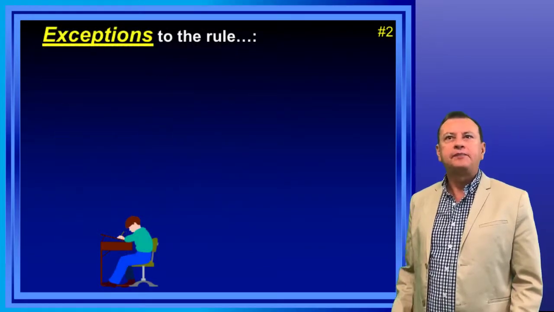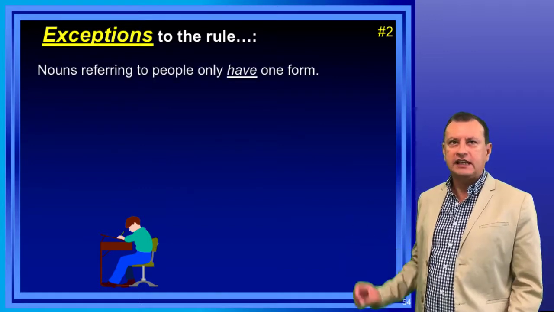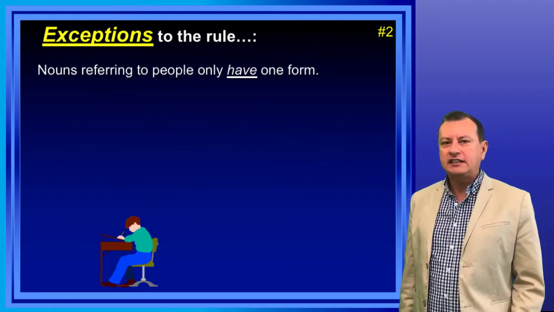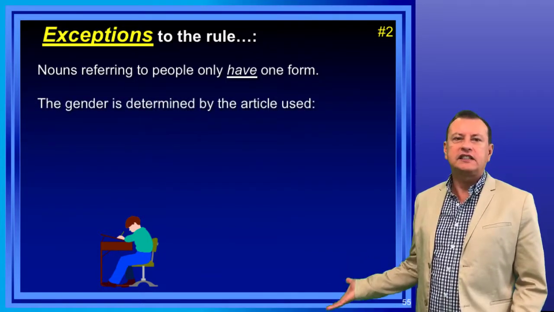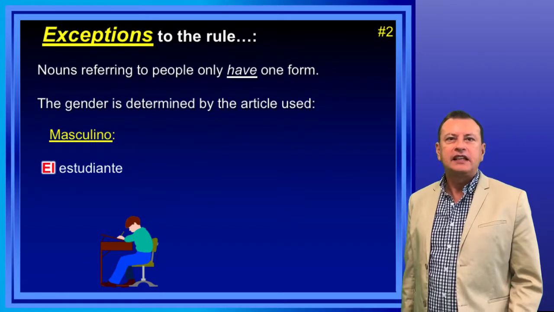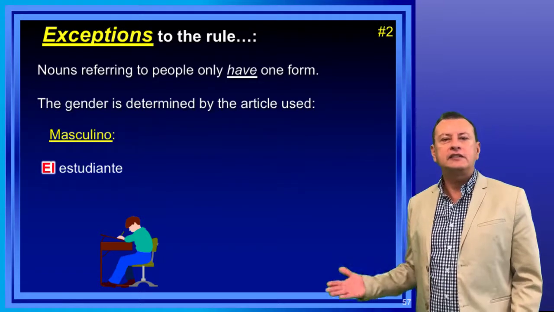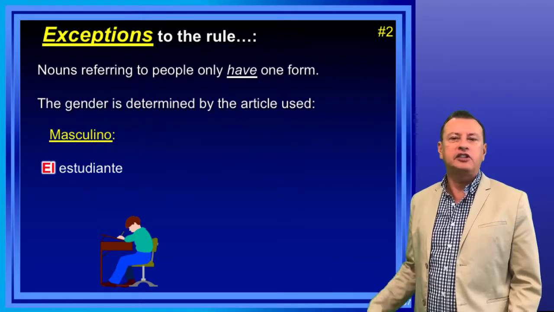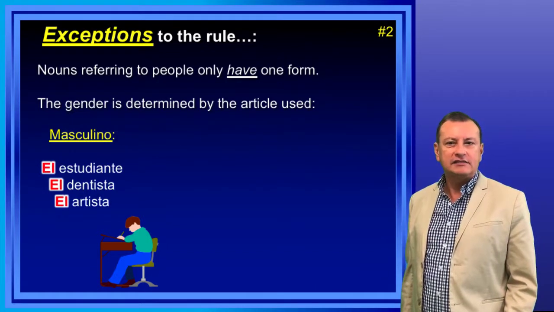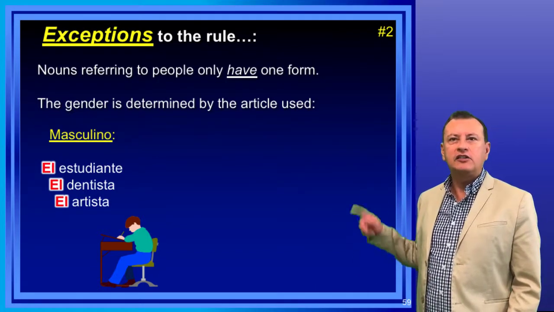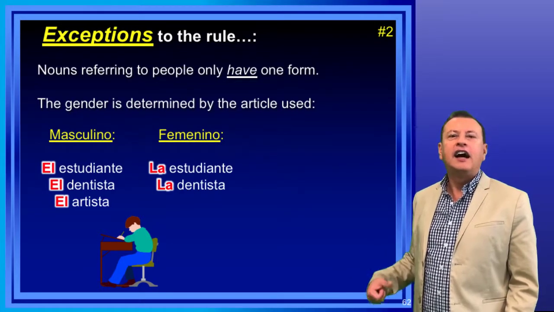Exception to the rule part 2. Now we are going to have certain nouns that refer to both forms. Let's take a look. If you have estudiante, which could be a student, to designate if it is female or male, we simply add the article. El estudiante. Dentista ends in a, and is always dentista. So if you want to differentiate between masculine and feminine, we just use the article. El dentista, la dentista. Artista, same thing. So let's take a look at the feminines. La estudiante, la dentista, la artista.